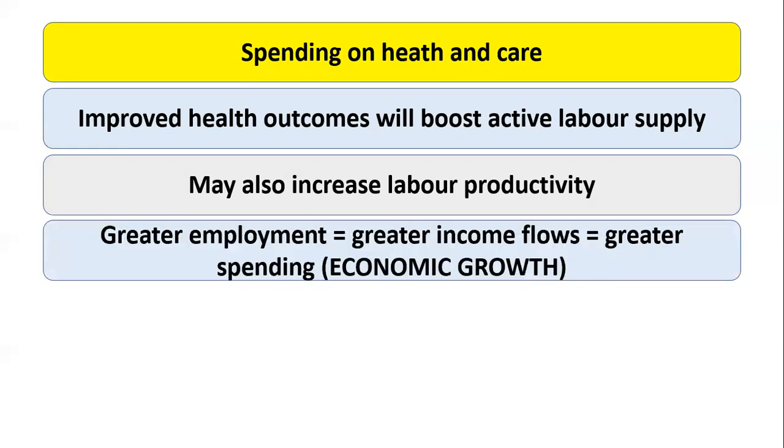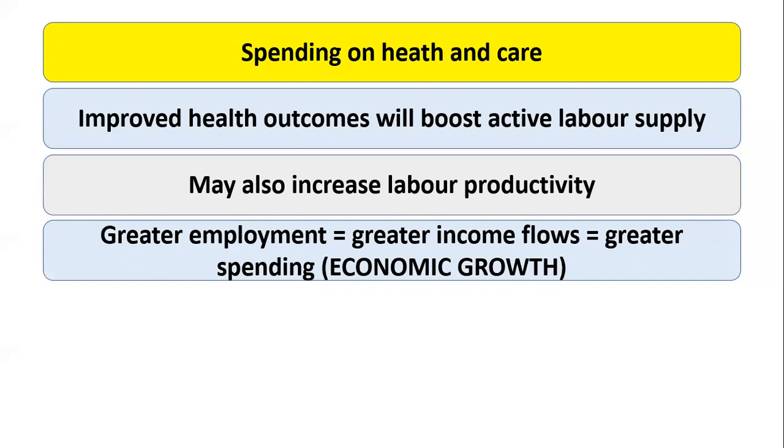Greater employment. More people are now physically fit, more people are now physically healthy. As a result of being physically fit and physically healthy, they therefore are able to take jobs. And that will help increase levels of employment, helping the government achieve its macroeconomic objectives. It will then lead to greater income flows, which will therefore lead to greater spending, which is economic growth. So it's again that multiplier effect of money coming into the economy.